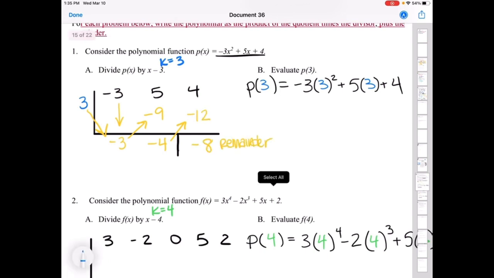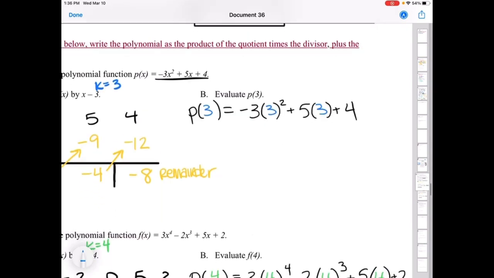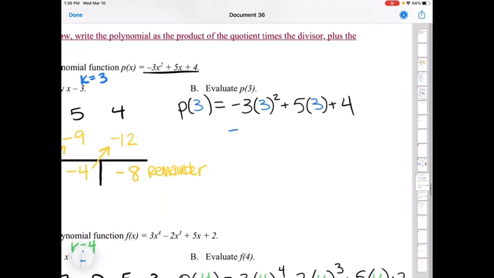Then it asks me to evaluate for p of 3. So I plug in 3 for x, and I know that 3 squared is 9. I know 5 times 3 is 15, and we have a plus 4 at the end. 9 times negative 3 gives me negative 27. Then I'm adding 15 and I'm adding 4.